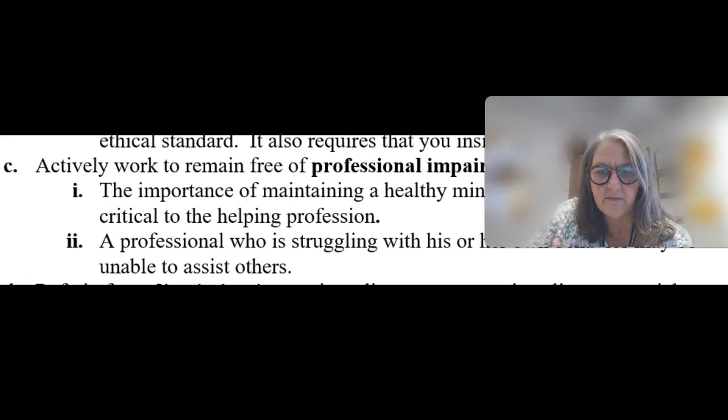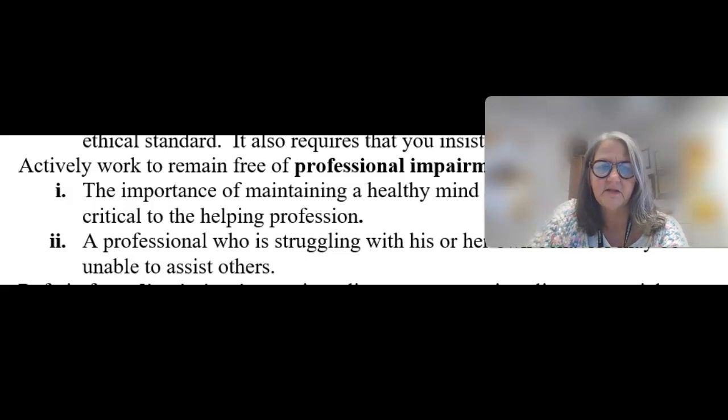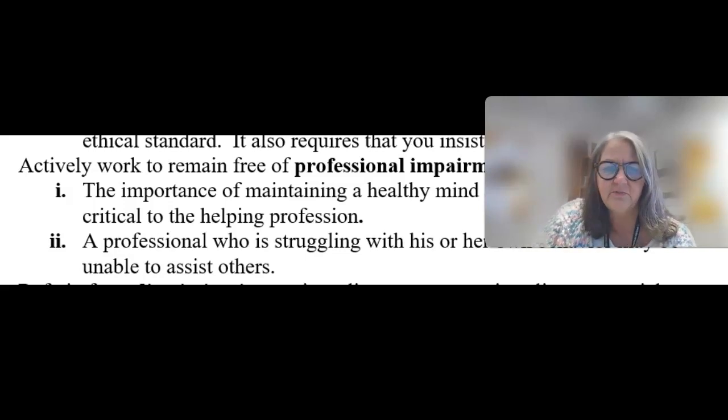The next one is the principle of professional impairment. Professional impairment means that you need to maintain a healthy mind and unimpaired emotions. That's critical to the helping profession. If you are struggling with your own behavior, you might not be able to assist others. A lot of times how we work with professional impairment is by having really good supervision. Professional impairment could be anything from a relapse, maybe with a substance abuse counselor, to someone who's depressed, someone who's having issues. We ought to take care of ourselves, so we have to know when we can't do that any longer.